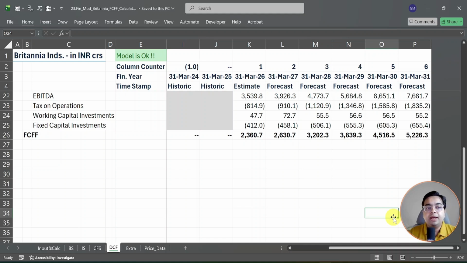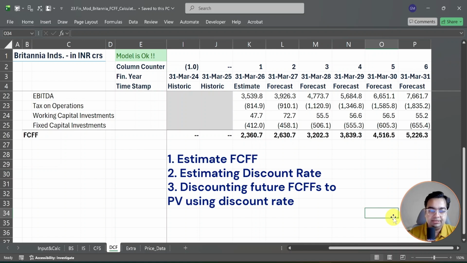Let's have a quick recap of what we discussed in the valuation framework. In valuation, the first step is to estimate the future economic benefit. That's step number one. Second is estimating the discount rate, step number two. And the third step would be bringing all the future economic benefits to present value.